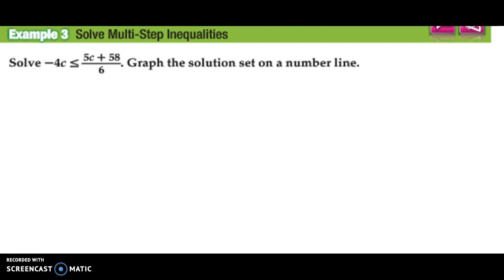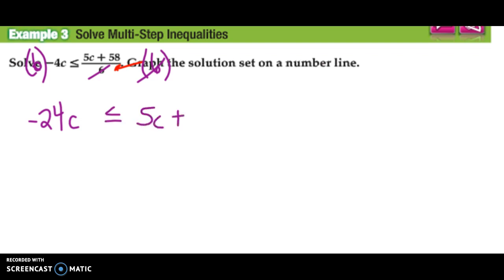So if I look at this one right here, when I'm solving equations or inequalities, I always look for the weirdest thing, the goofiest thing, the thing that looks the dirtiest. And so right now I'd say this dividing by 6 looks the worst. And so I got to undo that. So what do I do? I multiply both sides by 6. That way these cancel each other out. And 6 times negative 4c is negative 24c. Now, did I multiply by a positive number or a negative number? If it's positive, my symbol remains the same. And now I got 5c plus 58.